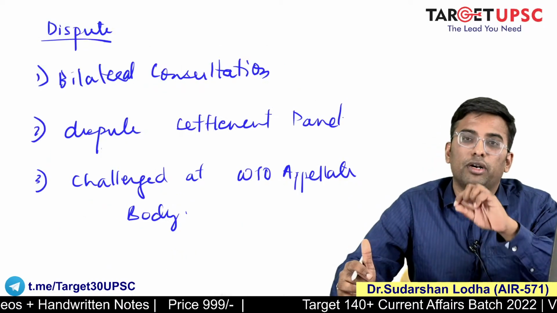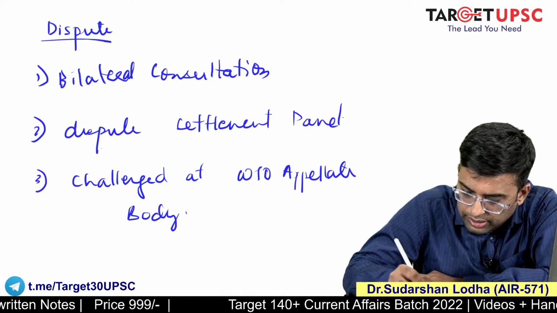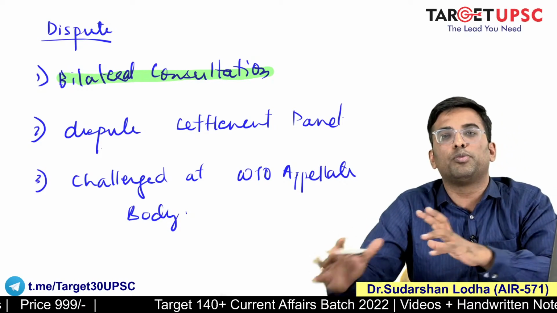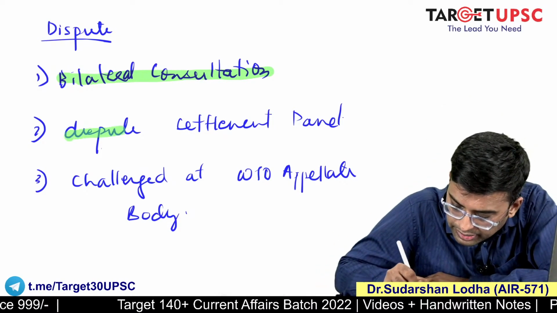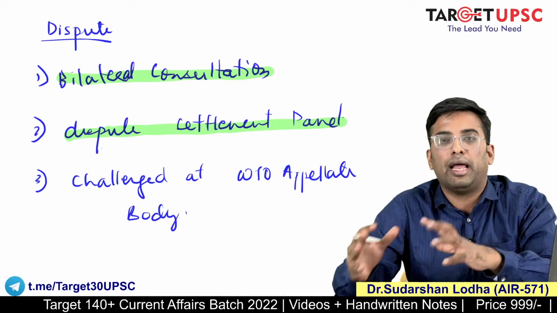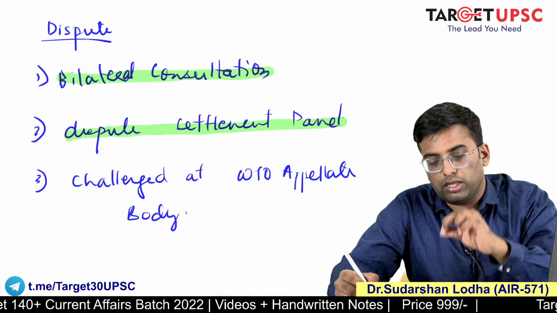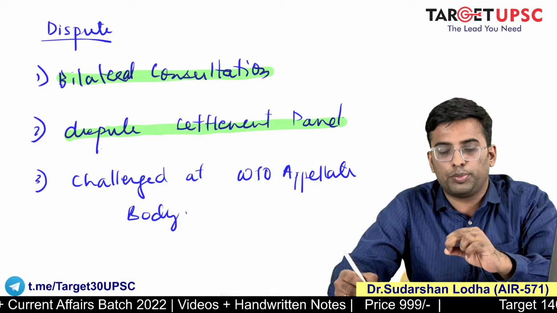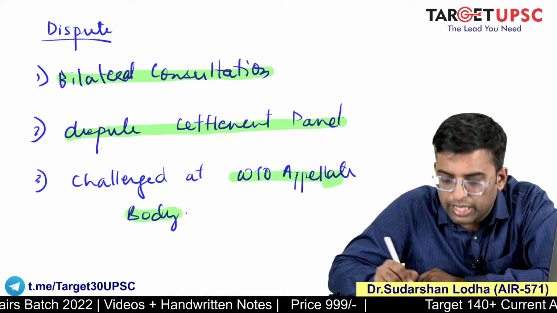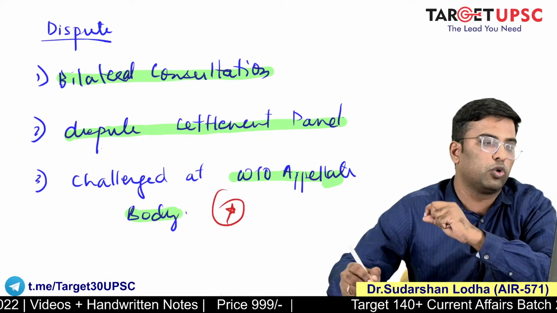Whenever there is any dispute at WTO level, there are three mechanisms. First is there is bilateral consultation. First, WTO wants the countries to settle the disputes among themselves. Next is there is dispute settlement panel, which if the bilateral consultation does not work, it goes to dispute settlement panel, and the order of the dispute settlement panel can be challenged at the highest authority, that is WTO appellate body. This WTO appellate body is the highest decision making body with respect to disputes.